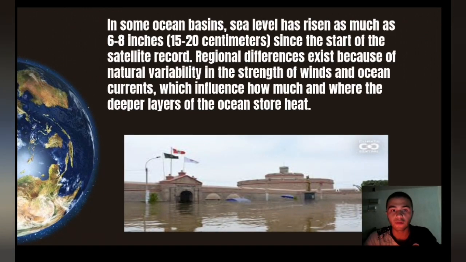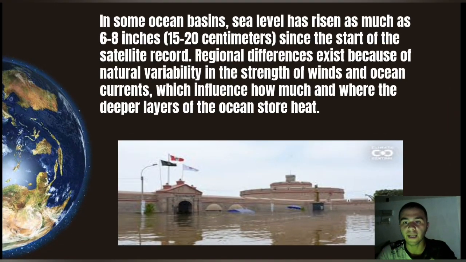In some ocean basins, sea level has risen as much as 6 or 8 inches since the start of the satellite record. Regional differences exist because of natural variability in the strength of winds and ocean currents, which influence how much and where the deeper layers are hit.